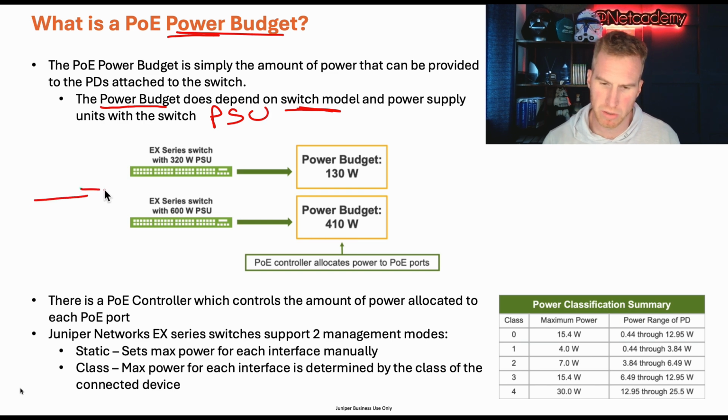Let me write that here actually, that power supply unit that comes with the switch. So that's really what's been shown here. So you've got an EX switch with one 320 watt PSU, and it had a power budget to share to all PoE ports of 130 watts. But then here you've got an EX switch with a 600 watt PSU, and you can see the power budget is considerably higher.